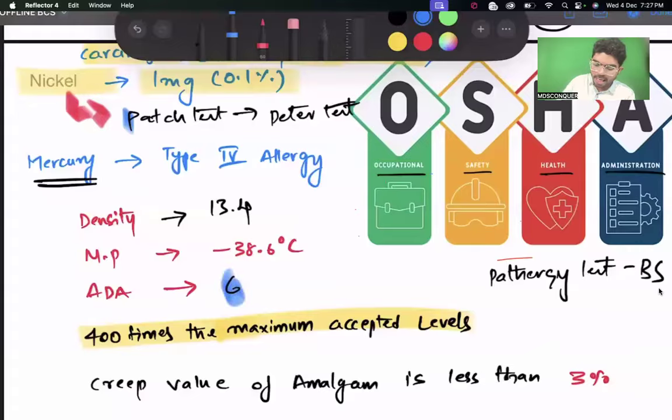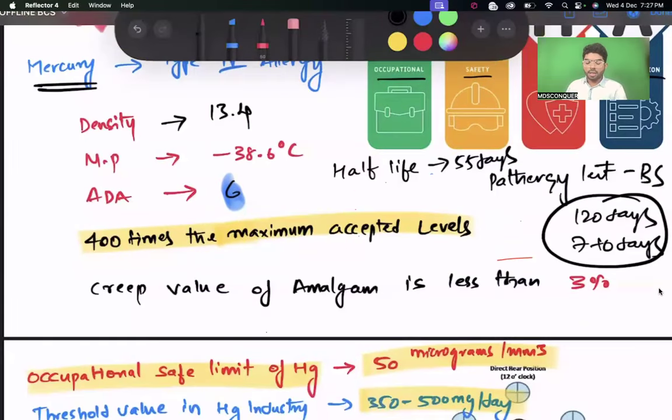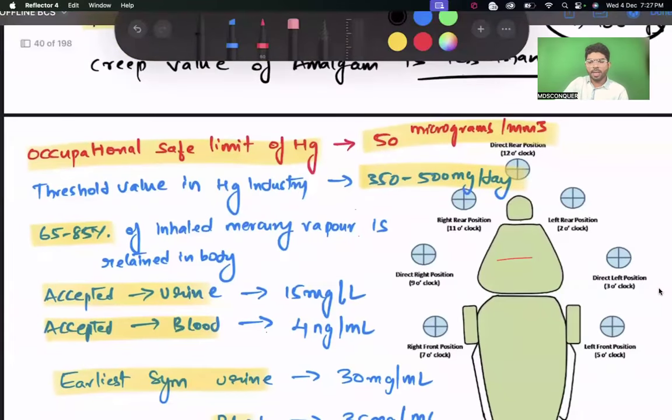Can anyone tell me what is the half-life of mercury? Very good, 55 days. Lifespan of RBC? 120 days. Platelets? 7 to 10 days. So make sure the creep value of amalgam should always be less than 3%. It is again a frequently asked question. So these are a few numbers related to mercury. Please do make a note of it. If you don't know, all these are present in your PG books.